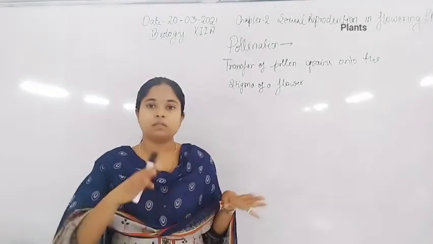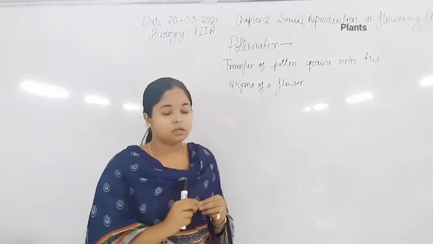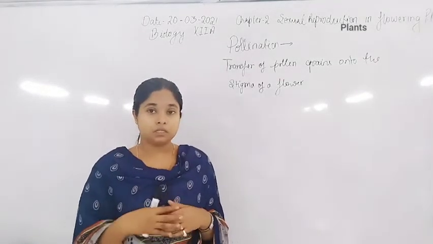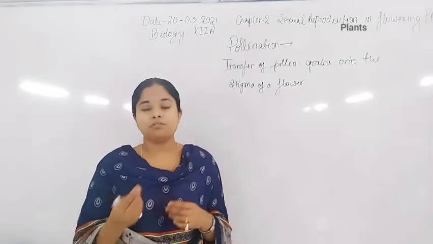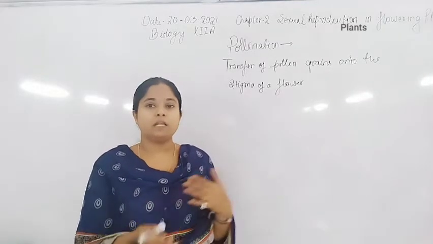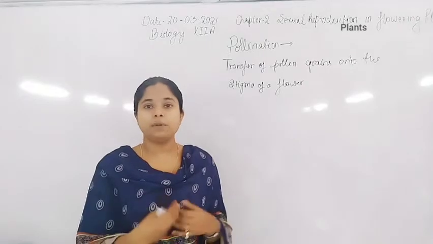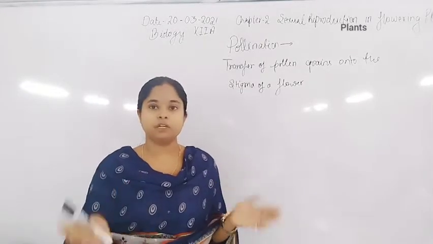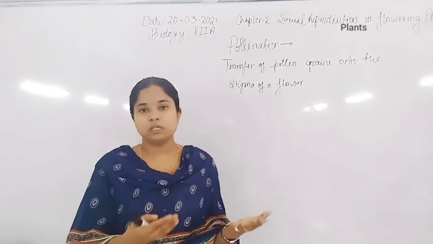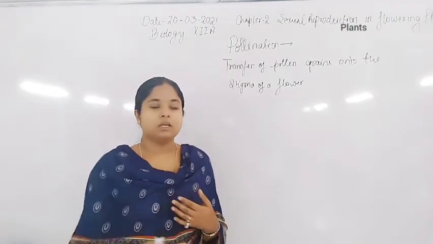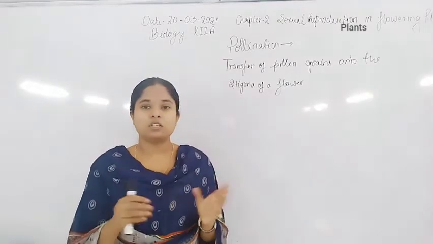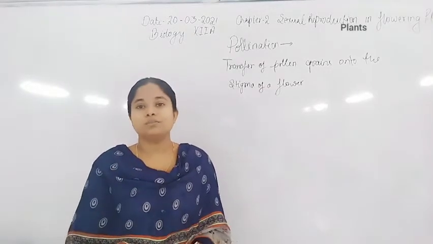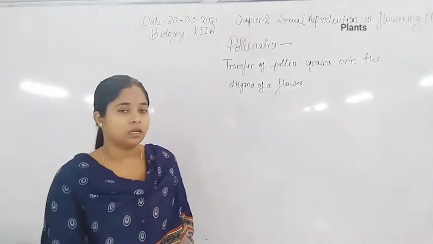If the transfer of pollen grain takes place within the same flower of the same plant, then that type of pollination is of one type. And if the pollination takes place between two different flowers of different plants, then that is another type of pollination. Now the next is when pollination also takes place between two different flowers of the same plant. So different types of pollination occur.